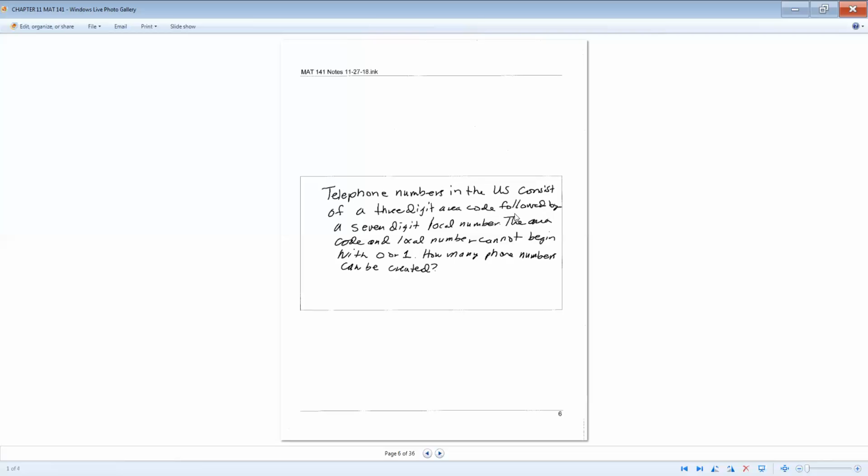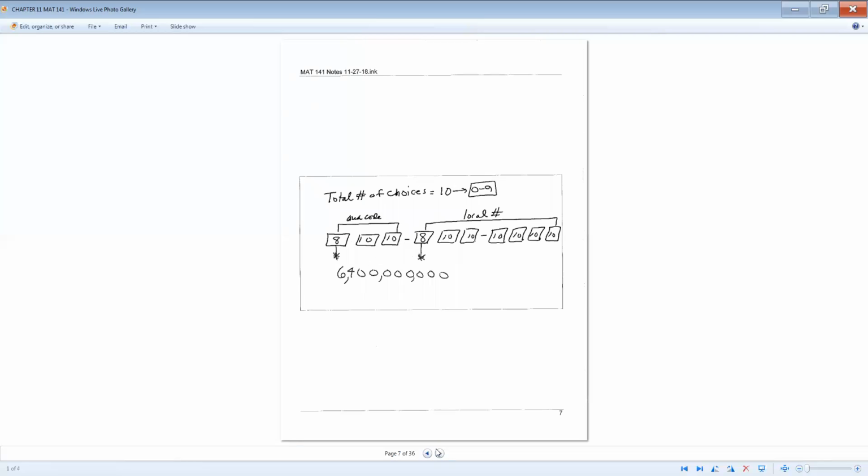All right, telephone numbers in the US consist of a 3-digit area code followed by a 7-digit local number. The area code and local number cannot begin with 0 or 1. How many different phone numbers could be created? So we would establish each digit as a choice. So we got 3 digits area code and then a 7-digit local number. There are a total of 10 single digits. Counting 0, 1 through 9, and 0 would be 10 single digits. Those are the amount of choices that you have.